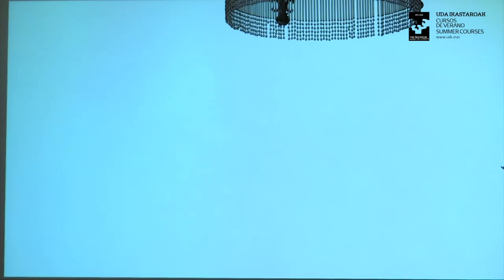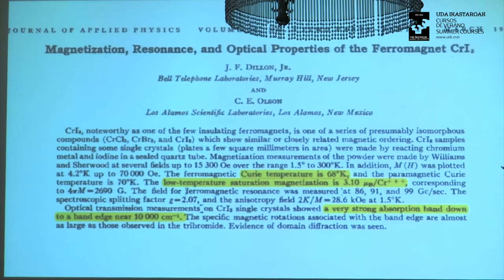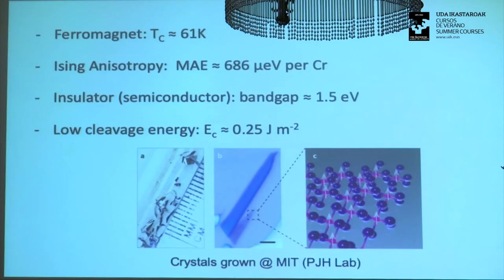It's a material which was studied in the 60s, then forgotten for 40 or 50 years, and then the interest in it was rediscovered a few years ago. It's a layered ferromagnetic insulator. So it's a ferromagnet that's an insulator, and there are not so many of those. It's an insulator, not a metal. There was this paper in the 60s which characterized some of it. The Curie temperature of the bulk ferromagnet is 61 Kelvin. It has Ising anisotropy of a few hundred microelectronvolts per chromium atom. And the magnetic moments point perpendicular to the layers, which is also kind of unusual for a layered system.